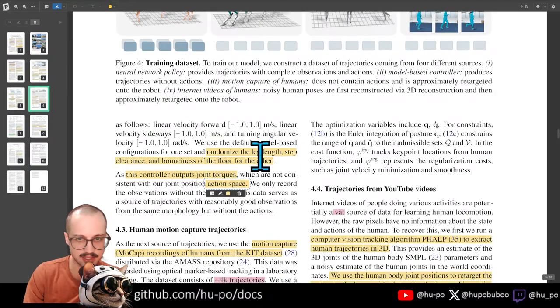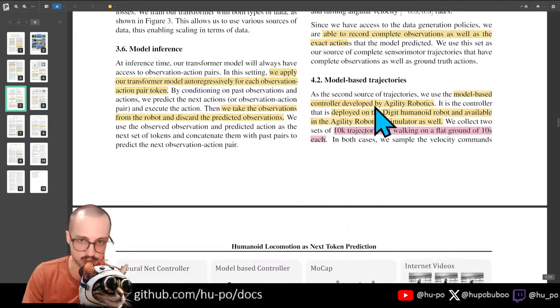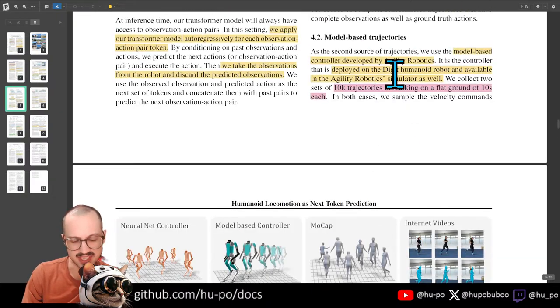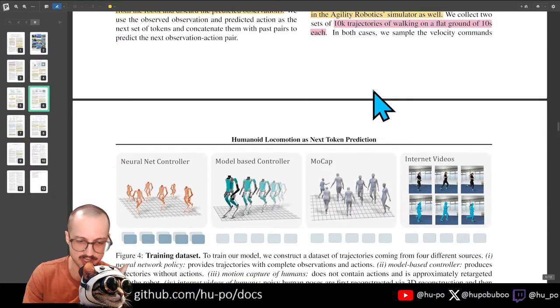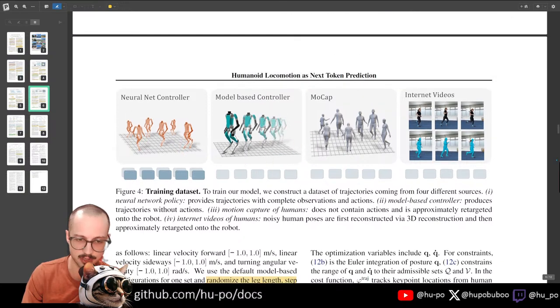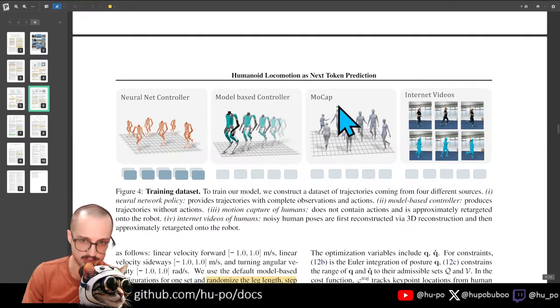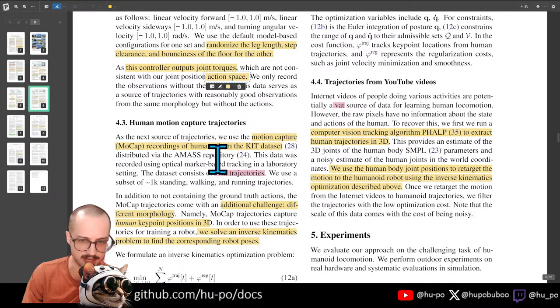So the only thing that they're going to get out of these model-based control trajectories from the Agility simulator is basically a sequence of observations, right? Actually, here we go. This is the picture I wanted. For the neural net controller, the reinforcement learning in Isaac Sim, you're going to get observation and action pairs. For the model-based controller, it's not the right action space, so you're only going to be able to get observations. And then it's a similar situation for the mocap and the internet video. So let's go into that.